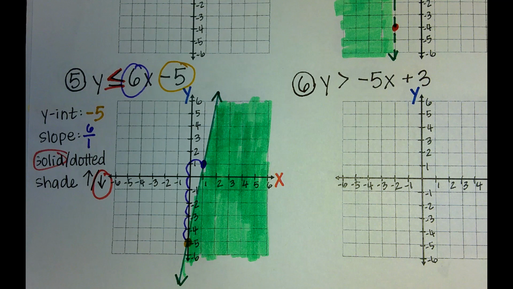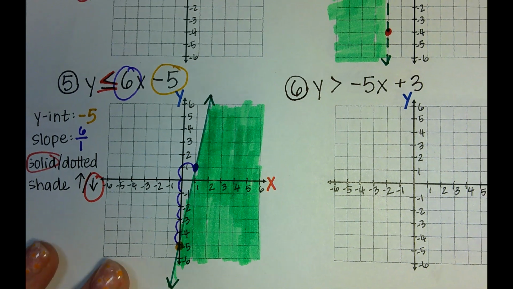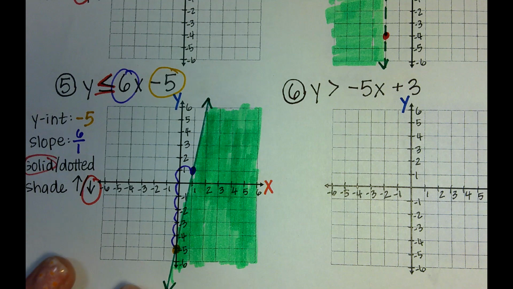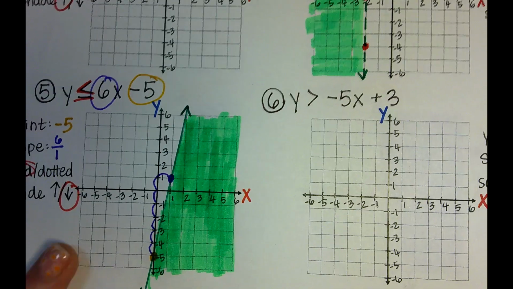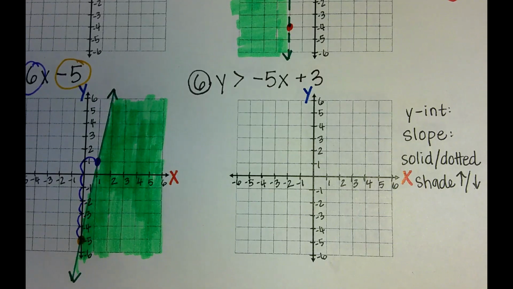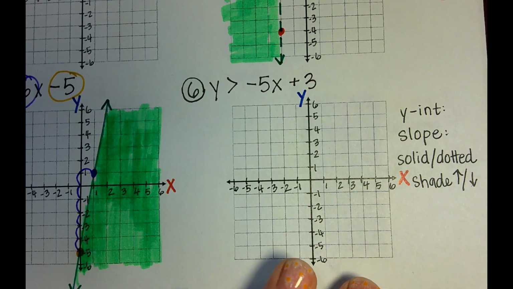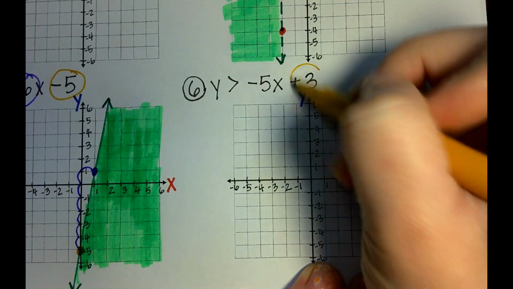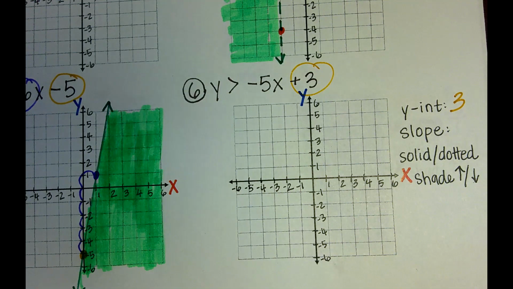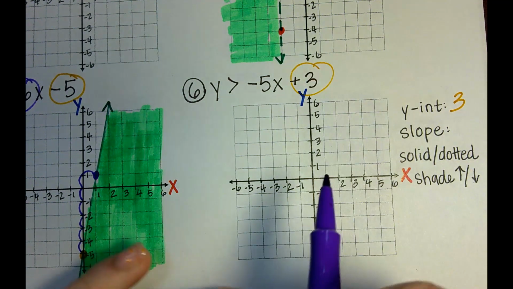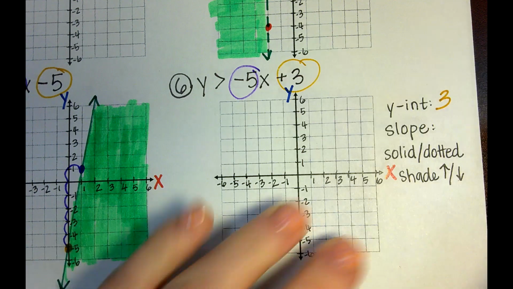Okay. We got that one? Ready to look at number 6? Alrighty. Last one. What's our y-intercept? 3. What's our slope? -5/1. Perfect. -5/1.